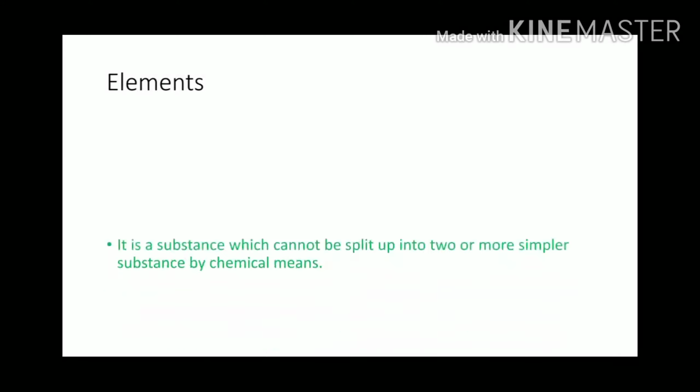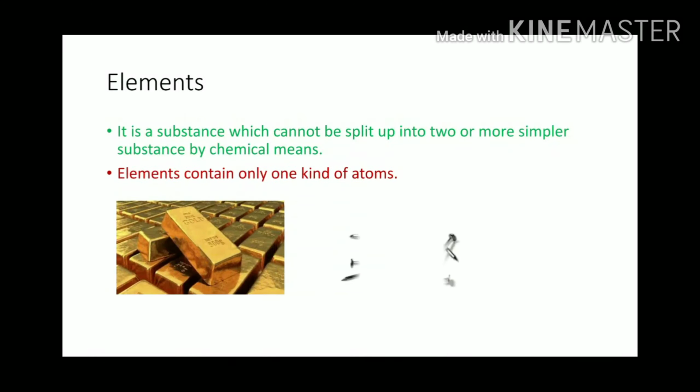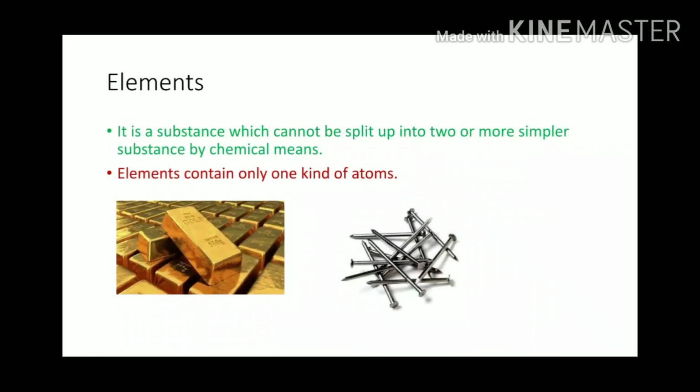Elements. It is a substance which cannot be split up into two or more simpler substances by chemical means. Elements contain only one kind of atoms. For example, we have gold and iron. Gold is made up of one kind of atom. The same way, iron is also made up of one kind of atom.